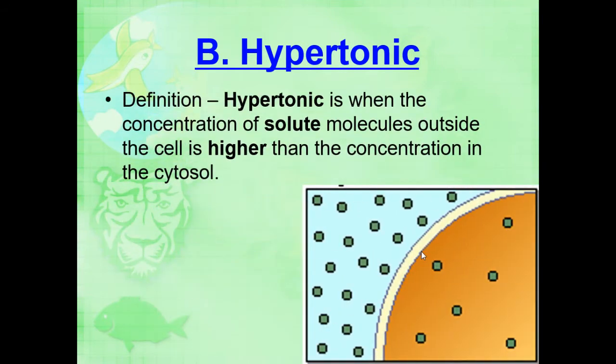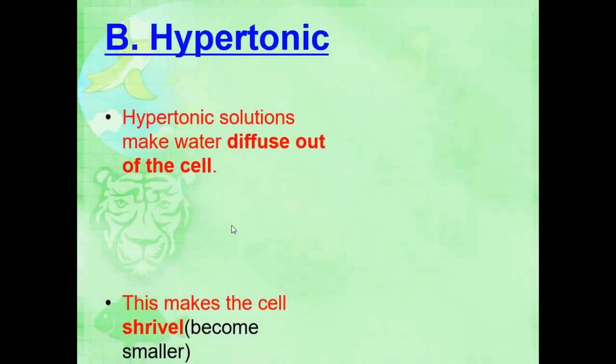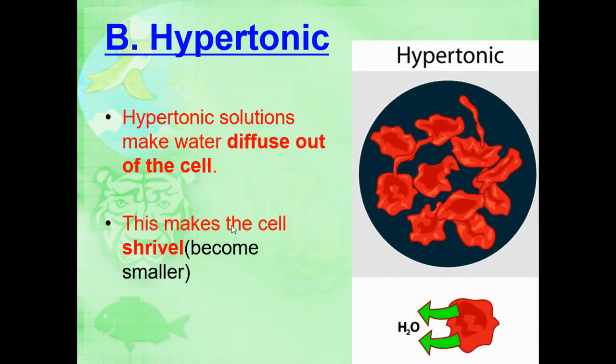On the opposite side of that, we have hypertonic solution, which is when the concentration of solute molecules outside of the cell is higher than the concentration in the cell. So looking at this picture here, you can see there's only 6 particles in the cell, and there's a lot outside of the cell. So water is going to chase after that higher concentration, meaning that water is going to leave. Hypertonic solutions make water diffuse out of the cell, and this is going to make the cell shrivel up and become smaller.